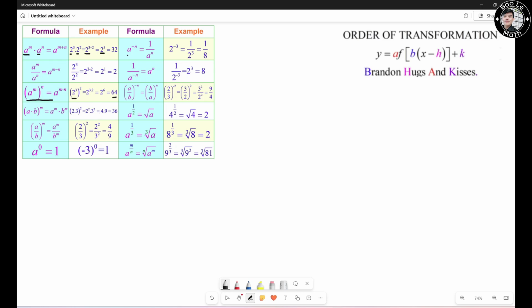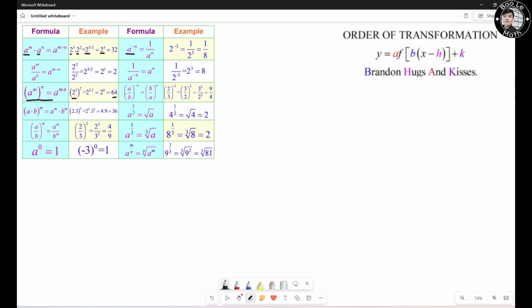And the last one, this formula right here. If I have a to the negative n, if you see a negative power, you need to make it positive. How do I make it positive? I just flip it, so it turns out to be 1 over a to the n. For example, 2 to the negative 3 turns out to be 1 over 2 to the third. It's going to be 1 over 8.